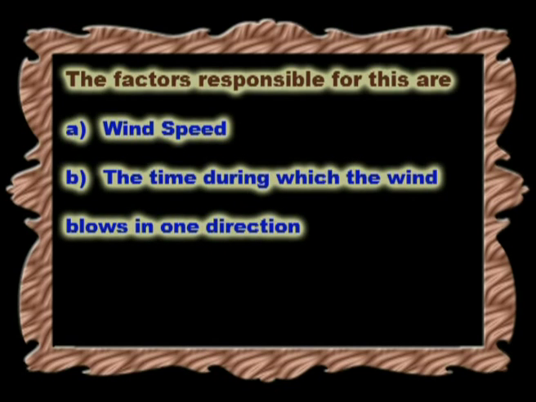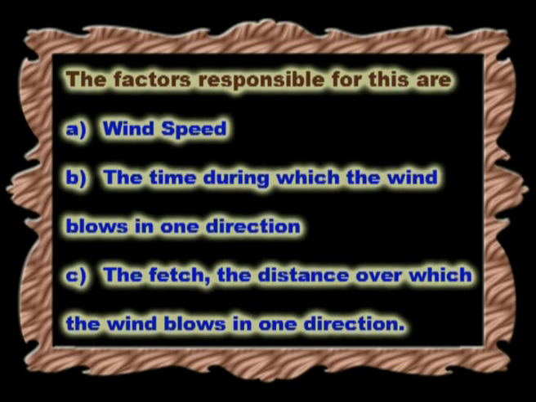As seas propagate away from their area of origin, they naturally separate according to their direction and wavelength. They are irregular waves running in different directions. The factors responsible for these are the wind speed, the time during which the wind blows in one direction, and the fetch, the distance over which the wind blows in one direction. So the time during which the wind blows in one direction is one important factor, and the fetch is another important factor, which is related to the distance over which the wind blows in one direction.